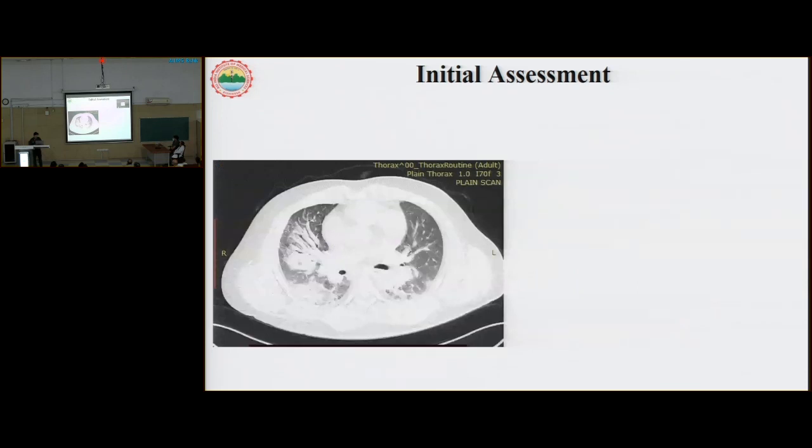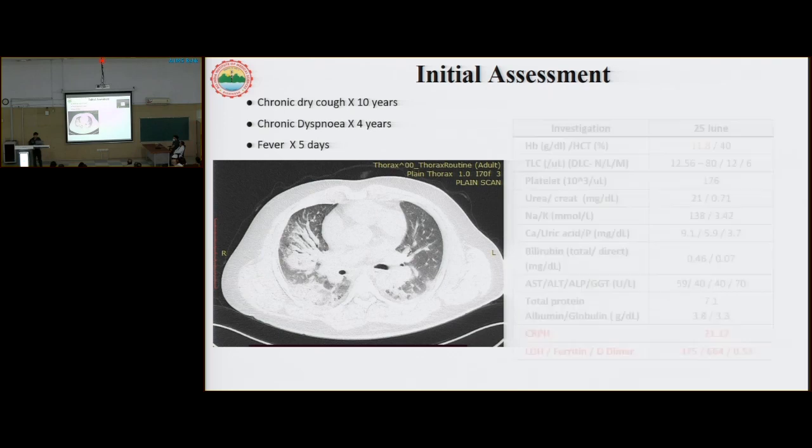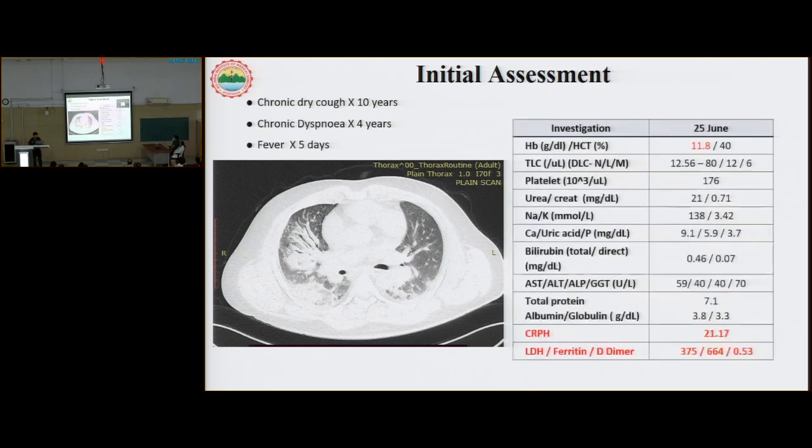So keeping it all in one perspective, he was a 38-year-old male with chronic dry cough, chronic dyspnea, and a short-lasting fever causing worsening of these two symptoms. CT imaging was suggestive of some consolidations, some patchy ground glass opacity, some perihilar opacities with bronchiectatic changes, and serology was indicative of only raised inflammatory markers and otherwise within normal limits.